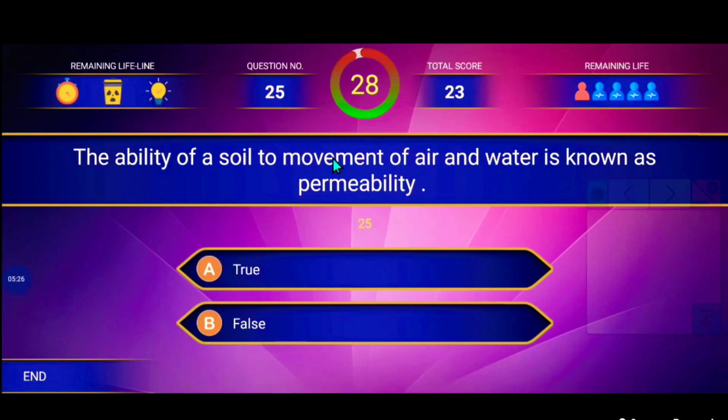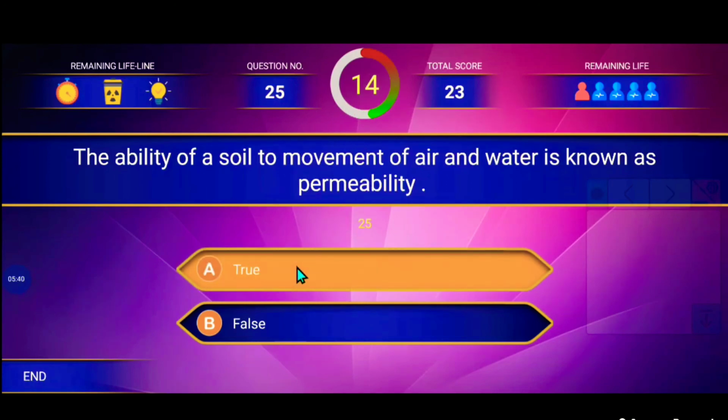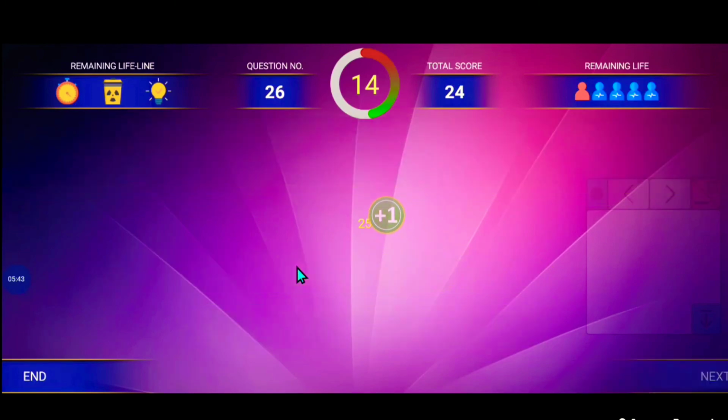Go to the next question. The ability of soil to movement of air and water is known as permeability. True or false question? First option is true and second one is false. So it is a true sentence. It is correct one. So the true is correct.